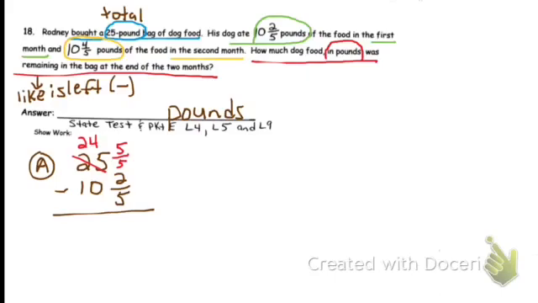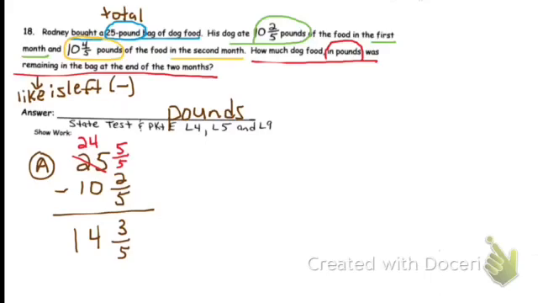Now I can go ahead and subtract 5/5 minus 2/5. 5 minus 2 is 3. Denominator stays the same, so that's 3/5. And 24 minus 10. Well, 4 minus 0 is 4, and 2 minus 1 is 1. So I know after the first month, there were 14 3/5 pounds of dog food left.